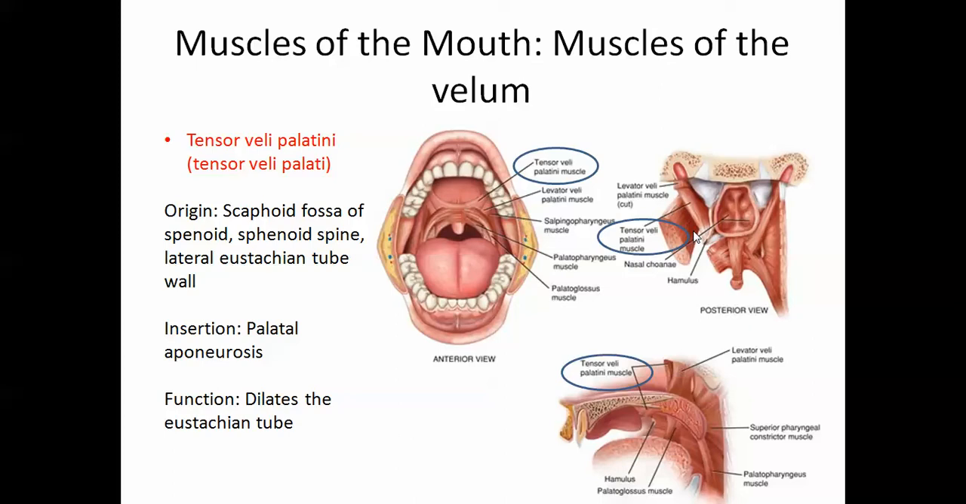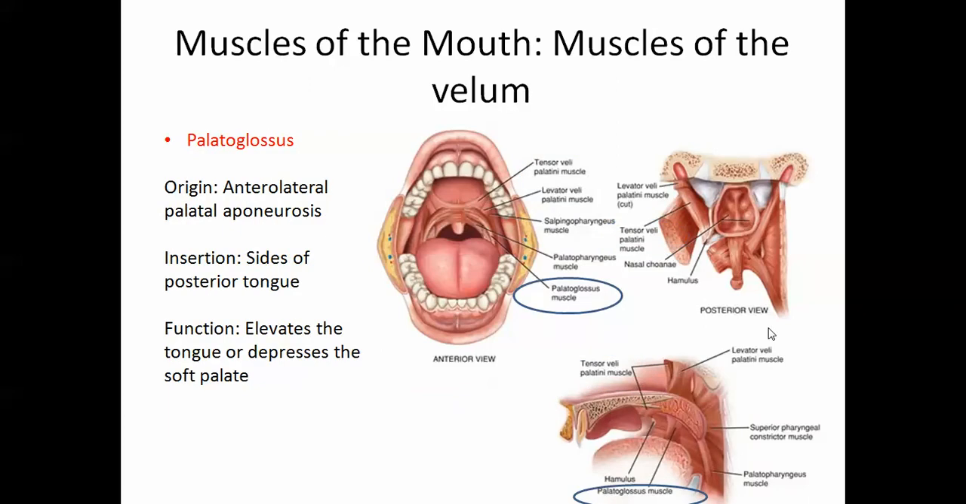Okay, and the insertion is that palatal aponeurosis that we talked about. And then it also attaches to the lateral aspect of the eustachian tube, and the eustachian tube is basically a tube from your middle ear to the back of your throat. So when it contracts, it dilates the eustachian tube. So it's a pretty cool thing. So when you're clearing your ears, you can think tensor veli palatini.